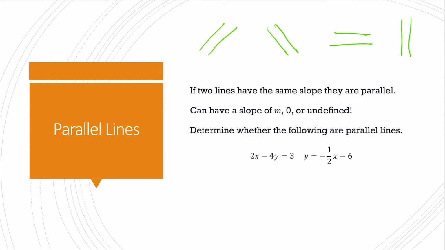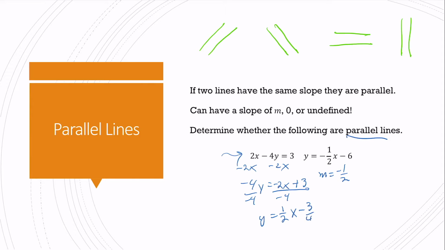So if I'm given the equation of a line, y equals -1/2 x minus 6, I know that its slope is -1/2. And if I'm given the line 2x minus 4y equals 3, I need to put this line in slope-intercept form in order to determine if they're parallel. So I'm going to subtract 2x from both sides. That gives me -4y equals -2x plus 3. I go ahead and divide both sides by -4. I get y equals 1/2 x minus 3/4. So this has a slope of 1/2. Do these two lines have the same slope? No, I've got -1/2 and +1/2. So these are not parallel.